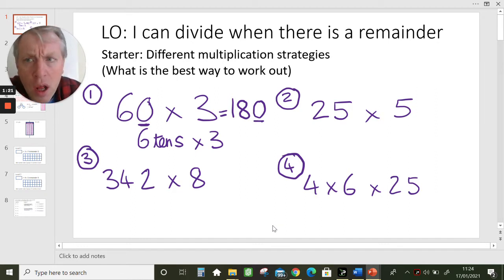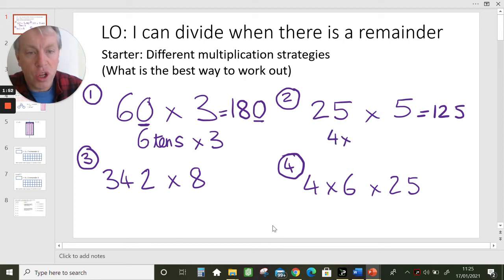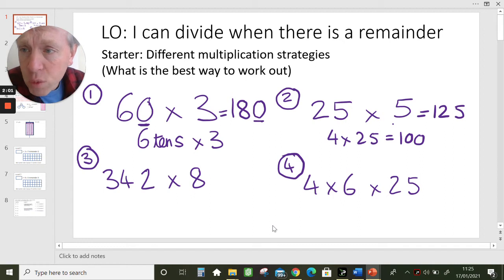Right, what about this one? Number 2, 25 times 5. I remember we were practicing counting in 25s. That's a number we can count in. We've practiced that. Let me do it. 25, 50, 75, 100, 125. Or maybe you thought to yourself, hold on. I know 4 25s is 100. 4 times 25 is 100. So, one more lot of 25 is 125.